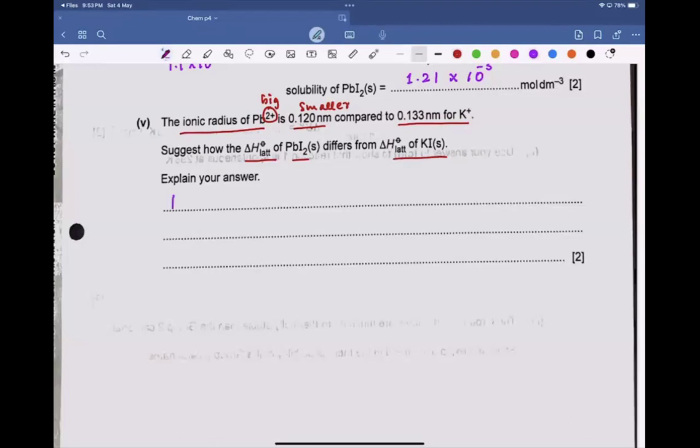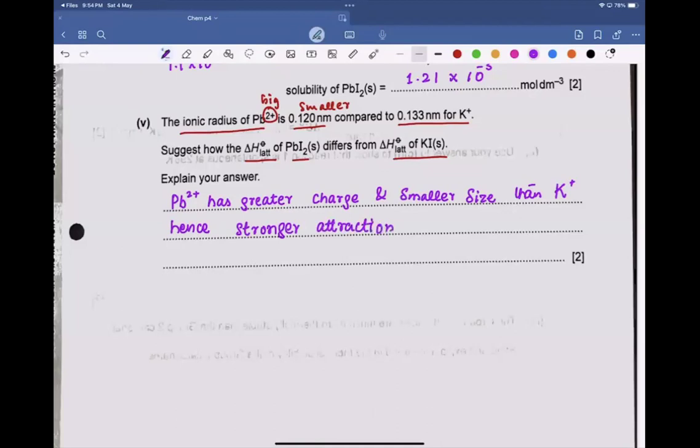So I will write over here that the lead positive ion has greater charge and a smaller size than the potassium ion, hence stronger attraction between lead ions and iodide ions.